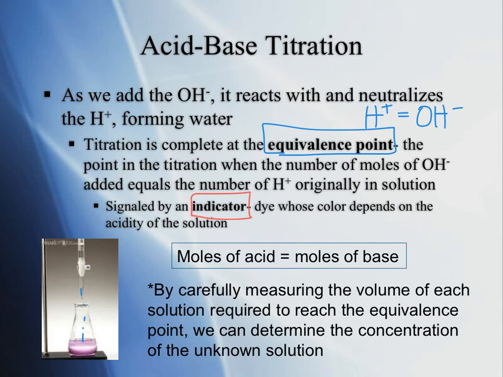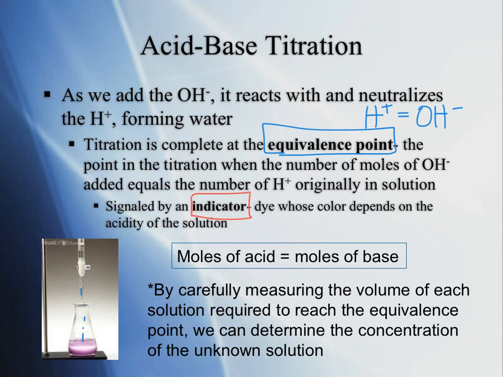And we have to make sure that we put the indicator in for our reaction. An indicator is just a dye whose color is going to depend on the pH of the solution, how acidic or basic the solution is. So that's what an indicator is. In our lab, we're going to use the indicator phenolphthalein, which is clear in acidic solutions and turns super dark pink in basic solutions.